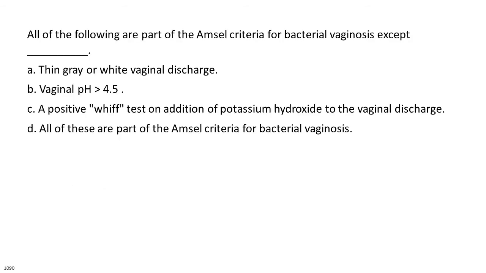All of the following are part of the Amsel criteria for bacterial vaginosis except A. Thin gray or white vaginal discharge. B. Vaginal pH greater than 4.5. C. A positive whiff test on addition of potassium hydroxide to the vaginal discharge. D. All of these are part of the Amsel criteria for bacterial vaginosis.